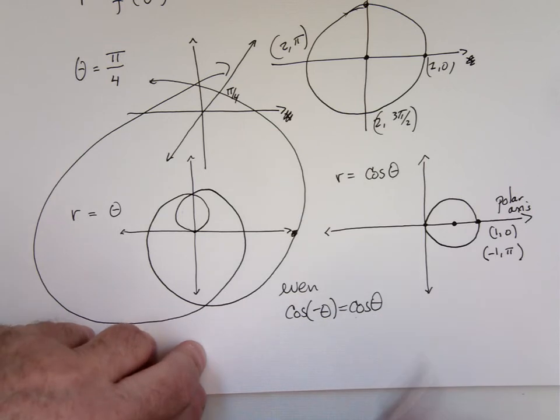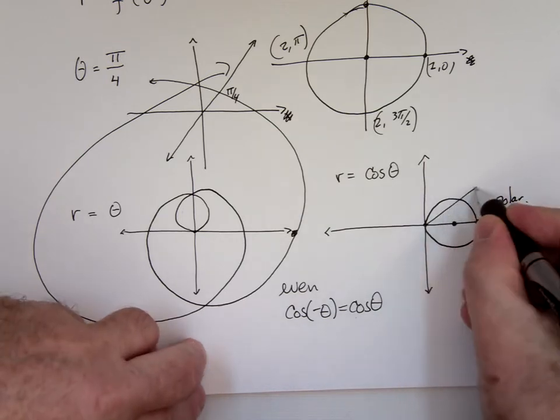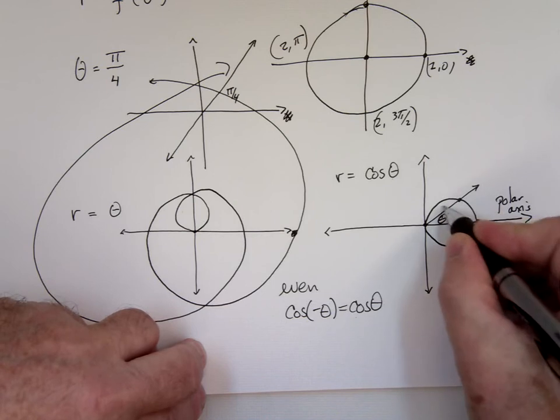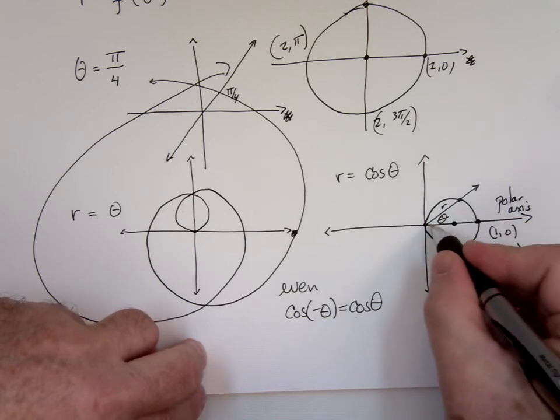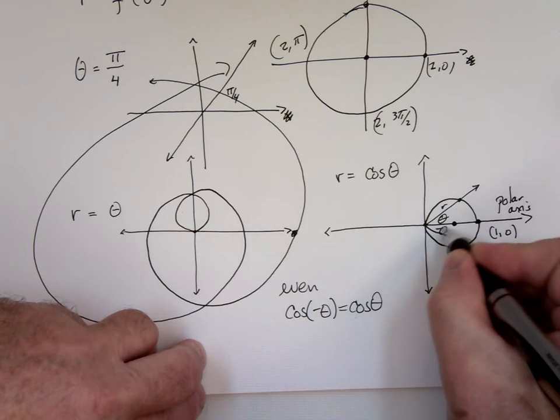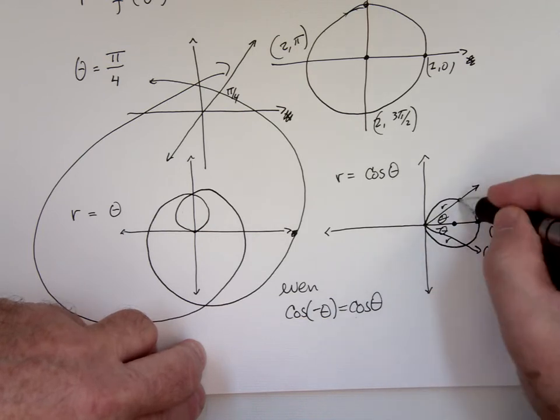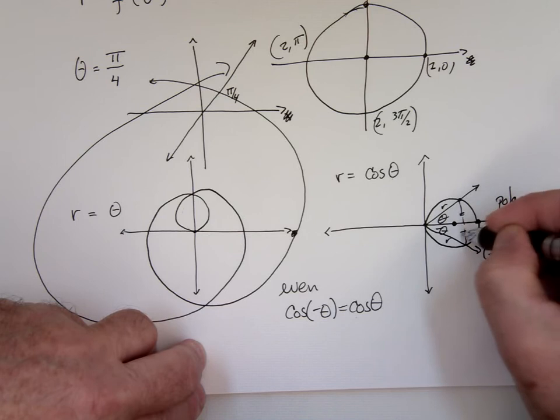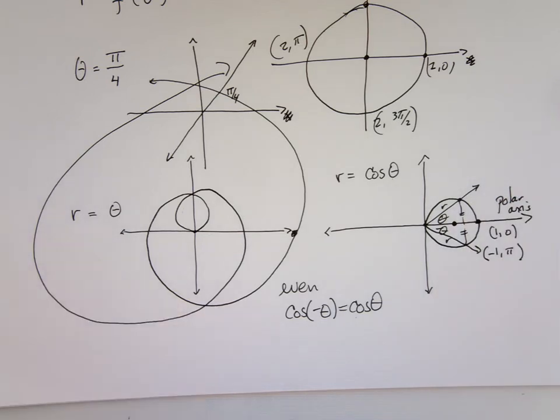Here's theta, and you get this r. Well, for the opposite of theta, you're going to get the same r. So this line segment is bisected by the polar axis. That's what polar axis symmetry means, and that's characteristic of even functions in a polar system, which is cosine.